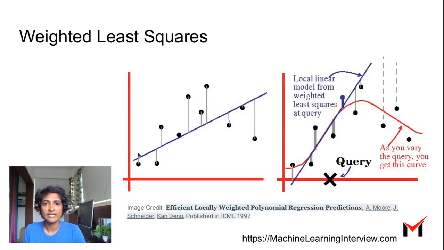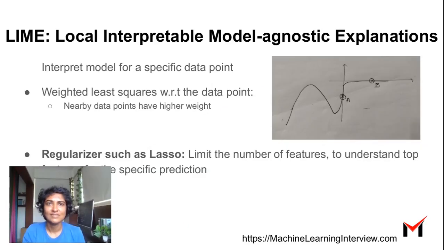So the standard least squares will fit a straight line like this through a bunch of points. But when you do weighted least squares, it looks at what data point you're interested in. So this is our query, suppose. So it's somewhere here. The points around this query point, in this neighborhood, I probably want to give more importance. And then if I only consider this local neighborhood, I end up getting a line with a different slope. Along with the least squares regression, it also typically uses a regularizer like lasso, which limits the number of features to understand the top features for each specific prediction.